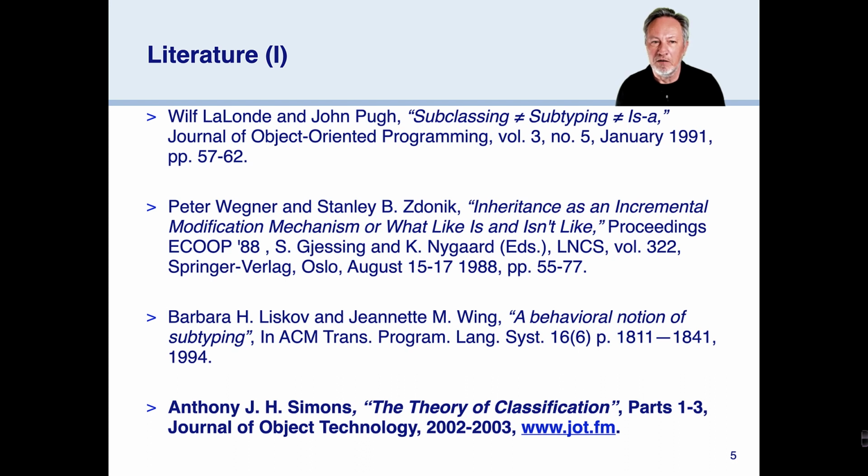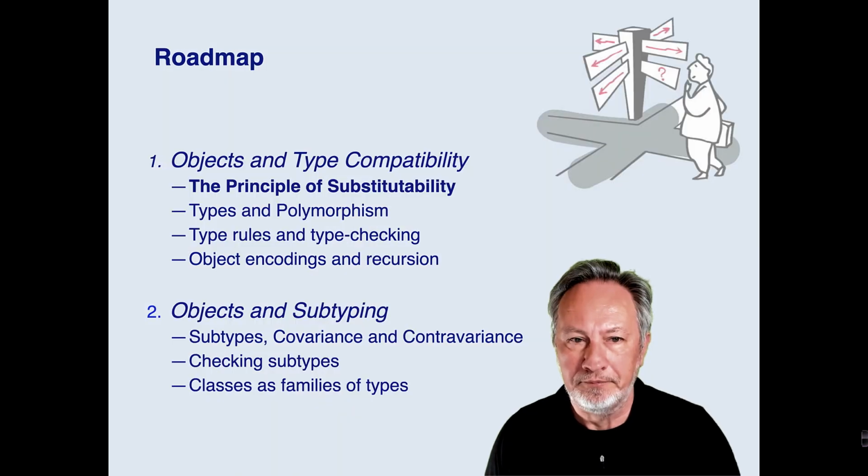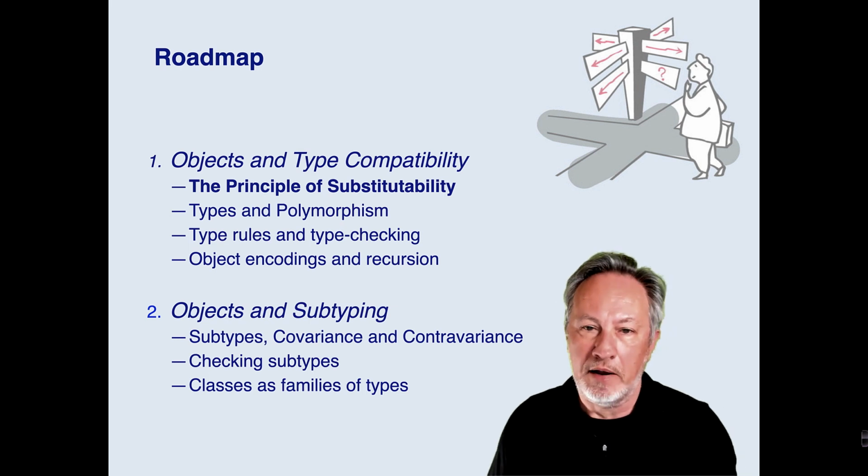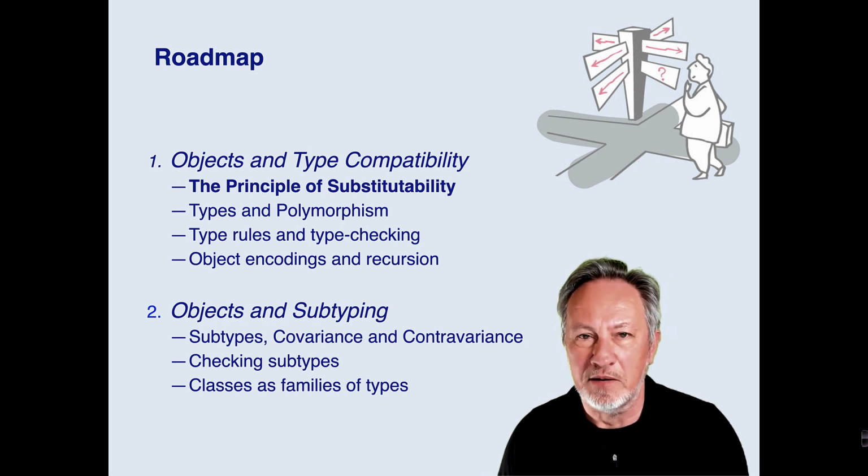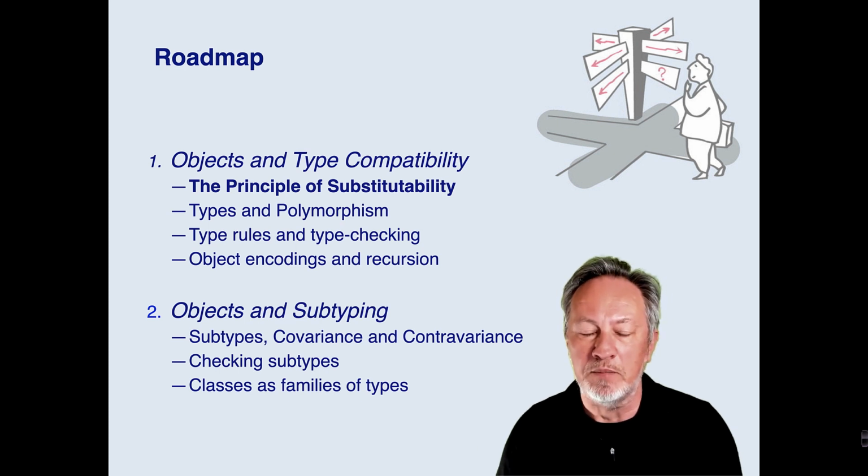One is an article by Lalonde and Pugh, which discusses the relationship between subclassing, subtyping, and ISA, that dates from 1991. Then there's also a classic article by Wegner and Zdonik looking at the relationship between inheritance and how it's used for incremental modification. And finally, there's also a classic article by Liskov and Wing on a behavioral notion of subtyping, and we'll touch on all of these. First of all, I want to have a closer look at what is meant by substitutability. So when can one object be substituted for another?